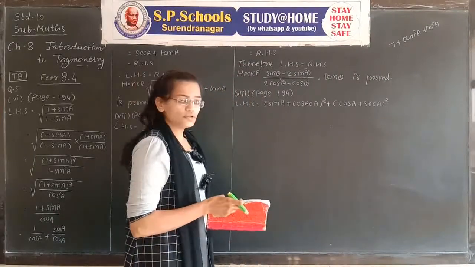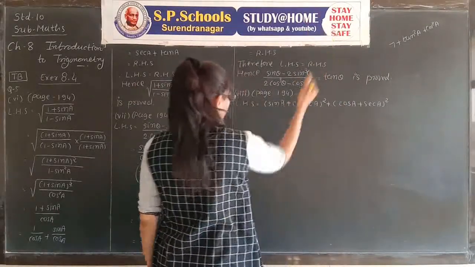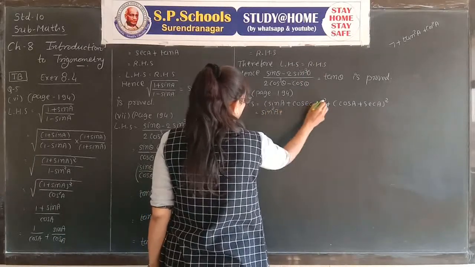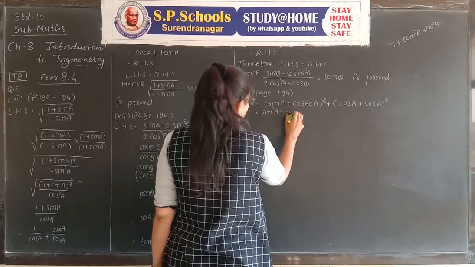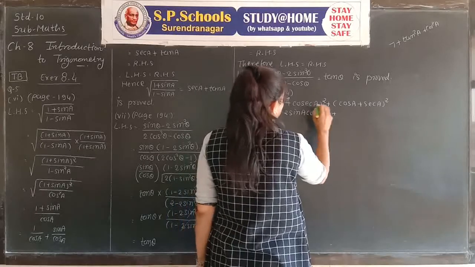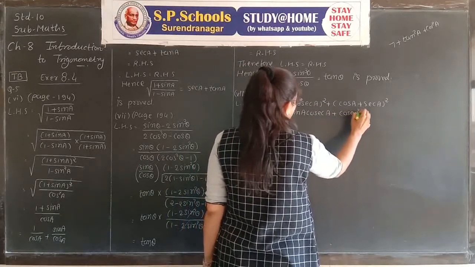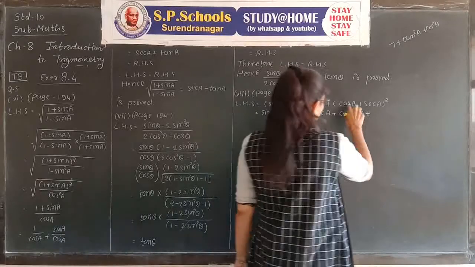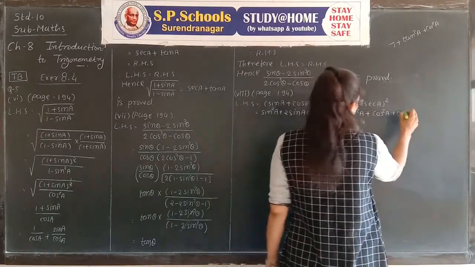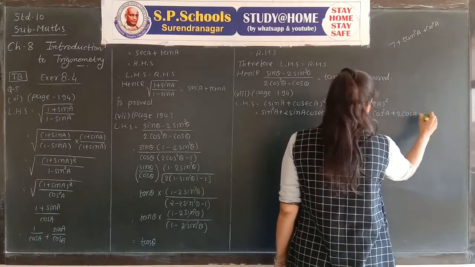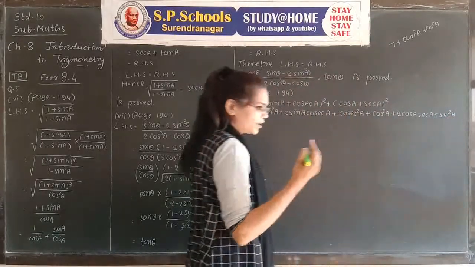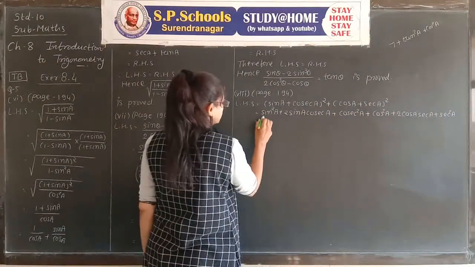First of all, do the expansion of both the squares of binomials. Square of the first term: sin square A plus 2 sin A into cosec A plus square of the second term, cosec square A, plus cos square A plus 2 cos A into sec A plus sec square A. Now arrange it by identity or relation.